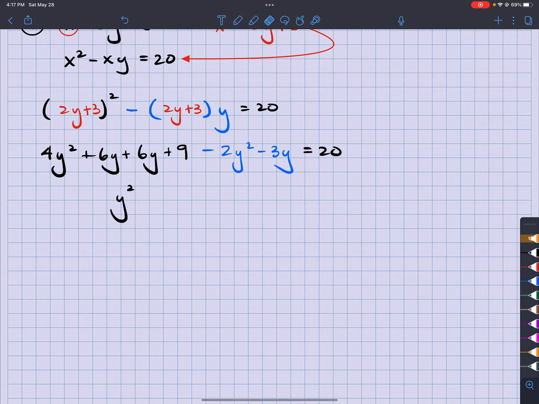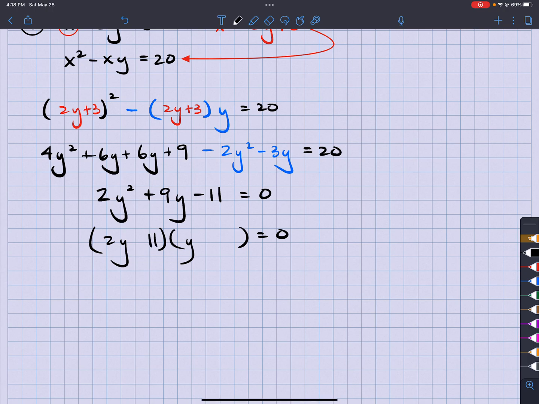So this is not going to be a 6. This is going to be a 2y squared. And then 12y minus 3y, I'm going to have plus 9y. And then I'm going to bring the 20 over. So that's going to be minus 11 equal to 0. So I've got to factor this. You can use the AC method. So I'm going to have 2y and a y, and I'm going to have 11 and 1.